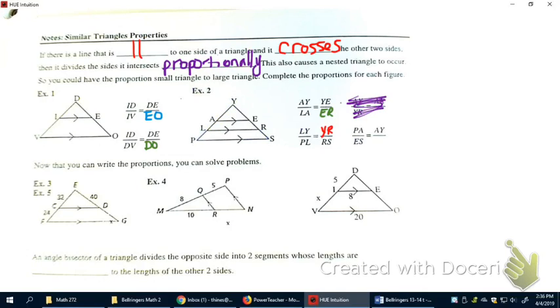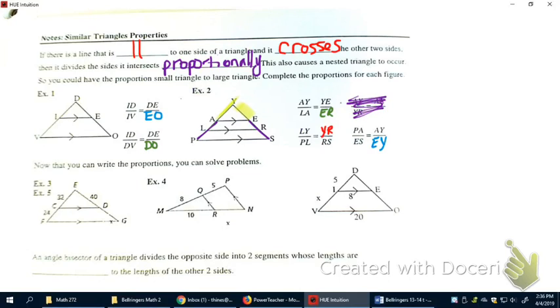Okay, try that last one by yourself. So let's look at it. Let's see. We have PA, ES, so AY, and then, yes, EY will go with that.